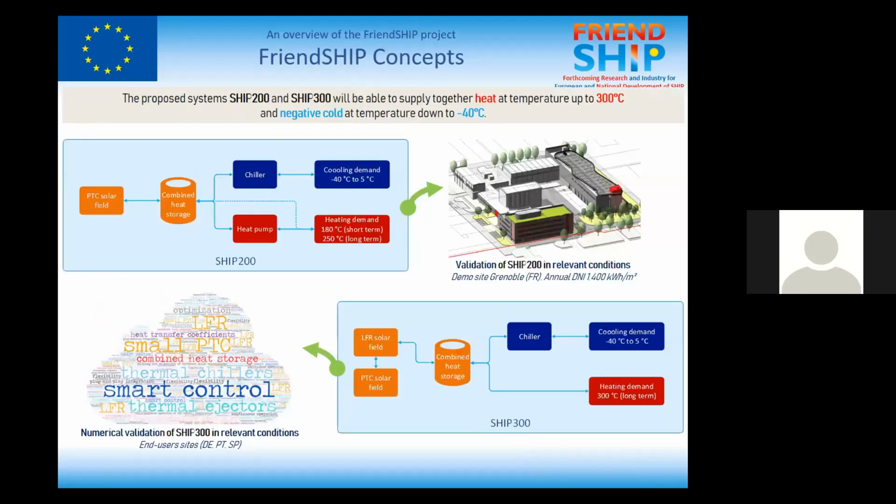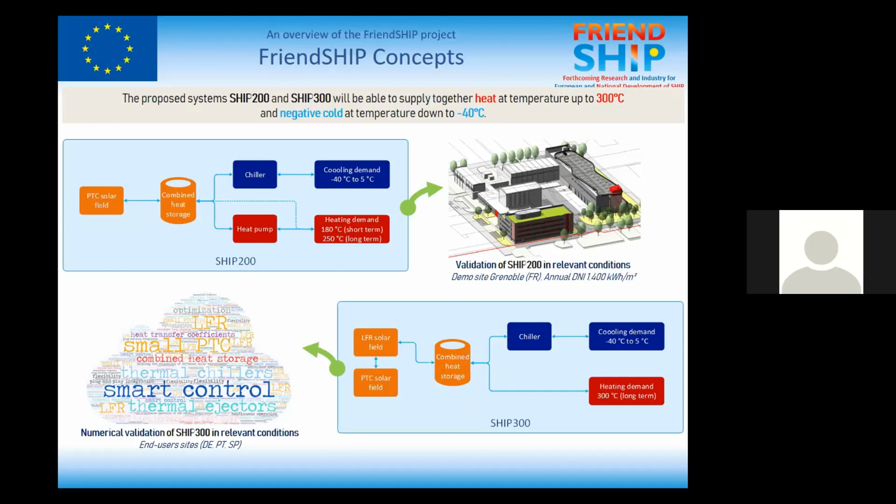If we look at the FriendSHIP concept, we want to propose two systems, able to produce together heat at temperatures up to 300 degrees and cold down to minus 40 degrees. So there are two different systems. One addresses 200 degrees, and is composed of a PTC, combined heat storage, a heat pump, and a chiller. And in the other system, we replace the heat pump with linear Fresnel receivers to go to higher temperature.